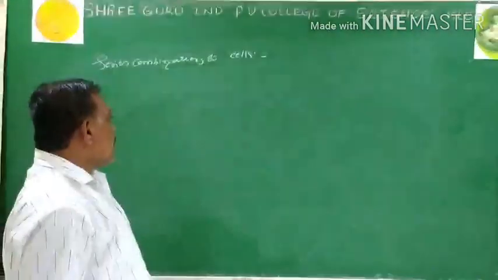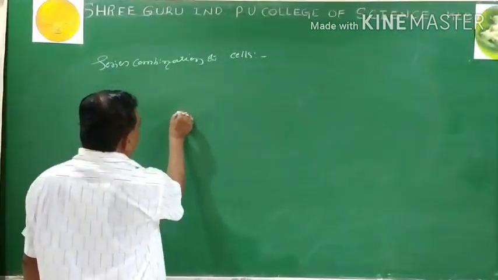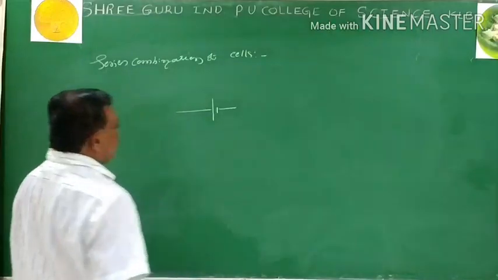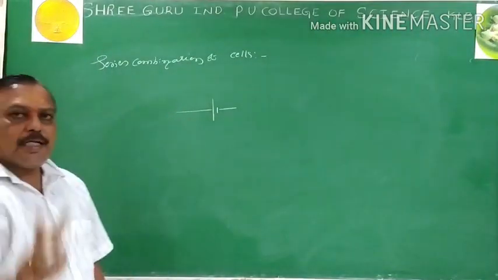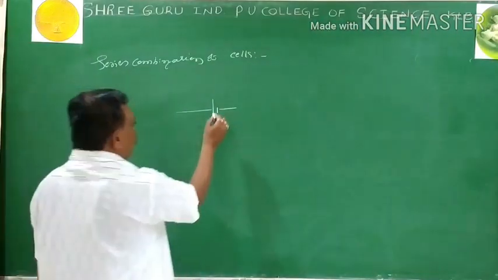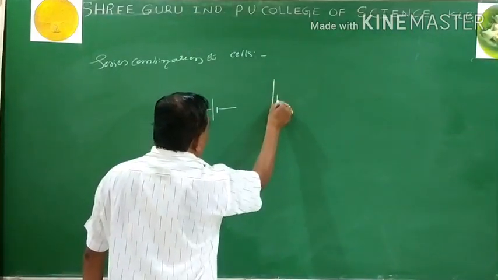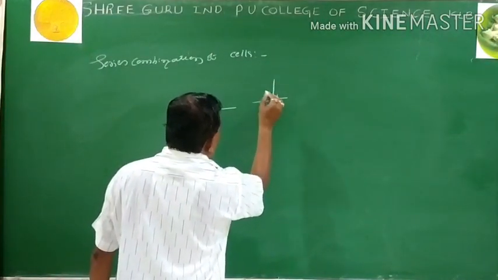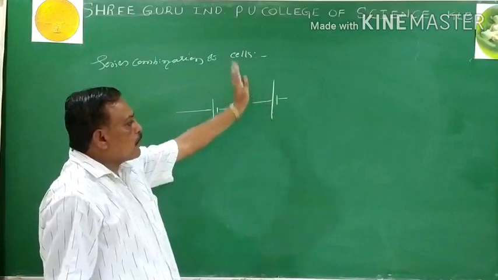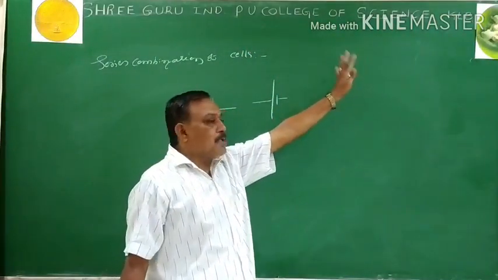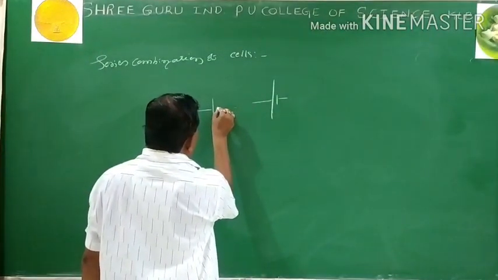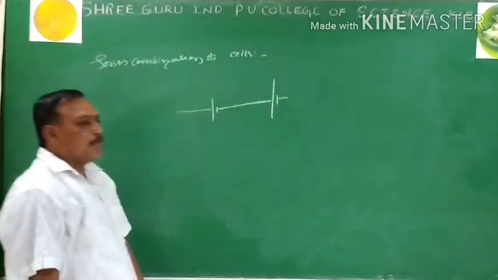I take the two cells. A cell is represented by electrodes, one a higher terminal, that is positive, and another negative. To have a combination I need at least two; a single cell is isolated, alone. So I take two cells, positive and negative. To connect them, the negative terminal of one cell is connected to the positive terminal of the other cell, and the process continues if you use more cells in series. Now this is the series combination of the two cells.